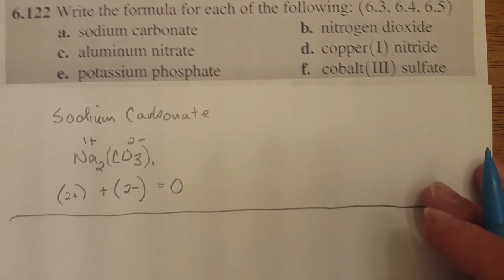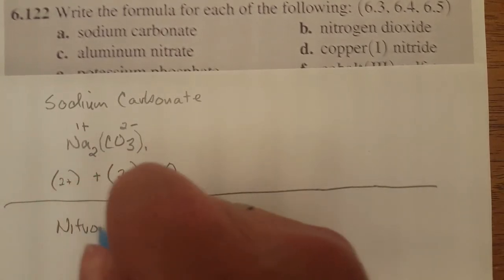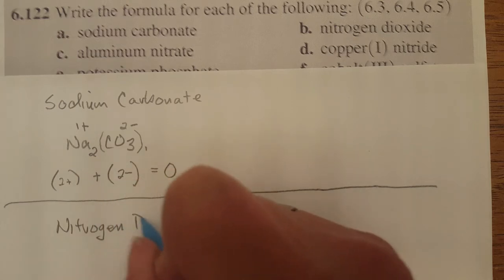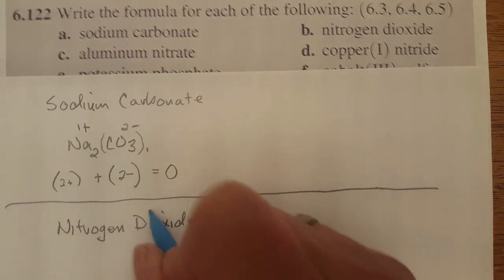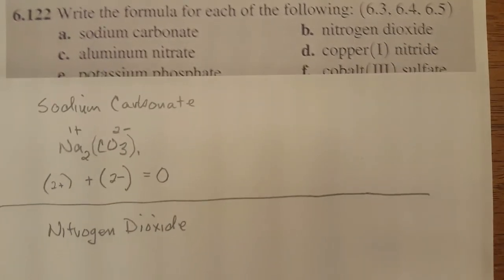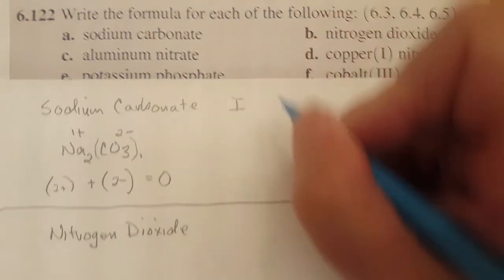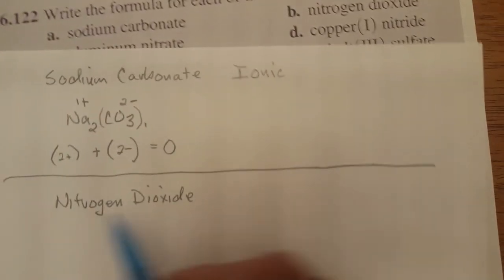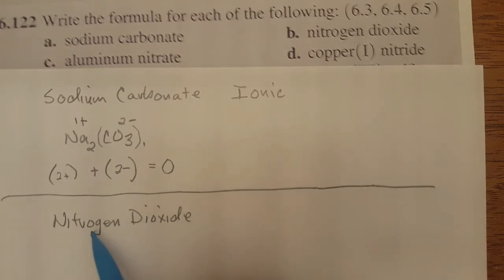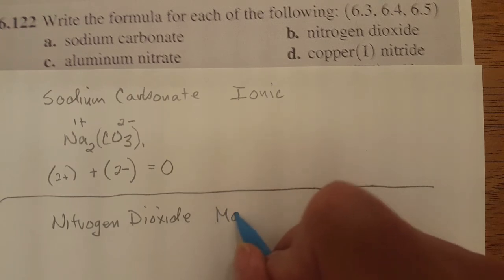Okay, let's go with nitrogen dioxide. Nitrogen dioxide. Is this metal or non-metal? Oh, by the way, this is ionic because there's a metal. How about this? Is there a metal? No, nitrogen is a non-metal, and oxide is also a non-metal, so this is molecular.